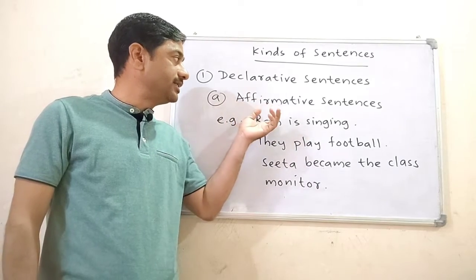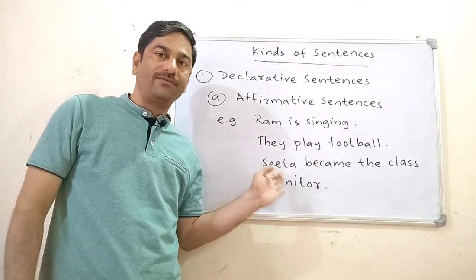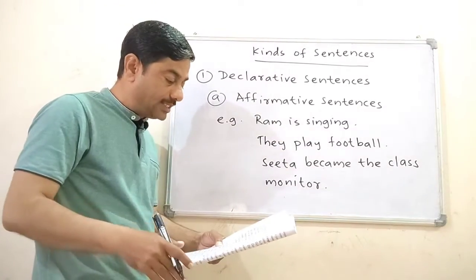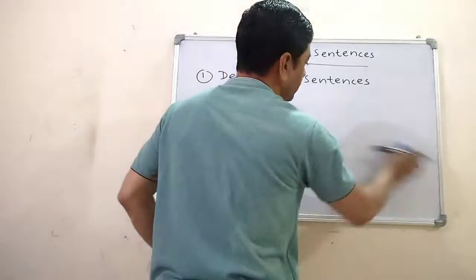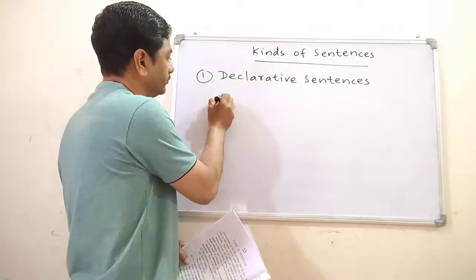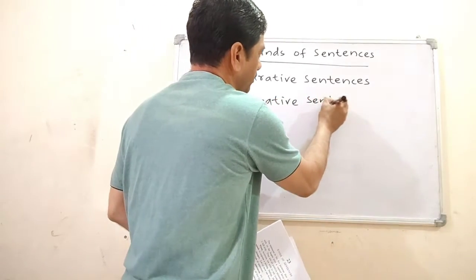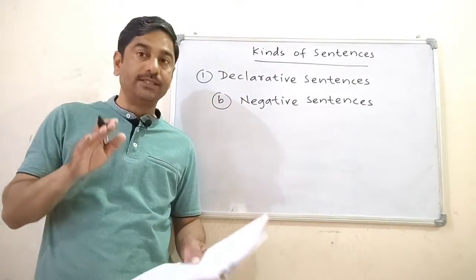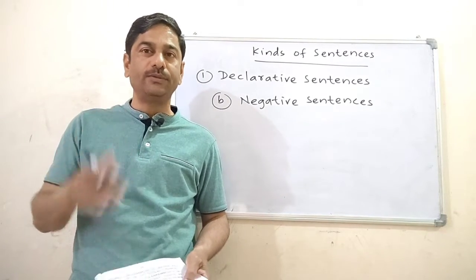In declarative sentences, there are two types. Affirmative sentences, this is the first type. These are examples of affirmative sentences. The second type of declarative sentence is negative sentences. What are negative sentences? See, negative sentences deny something, and we make use of not in negative sentences.